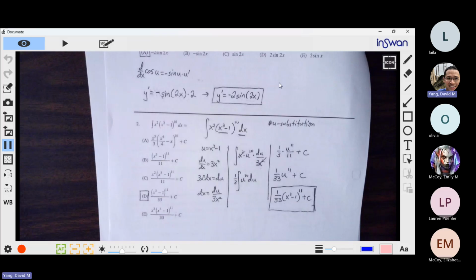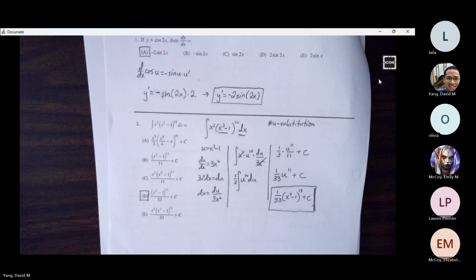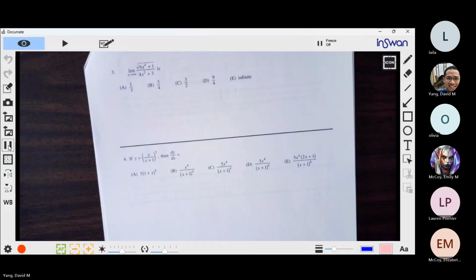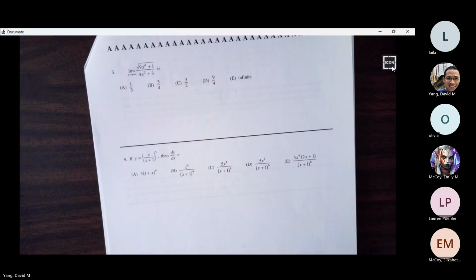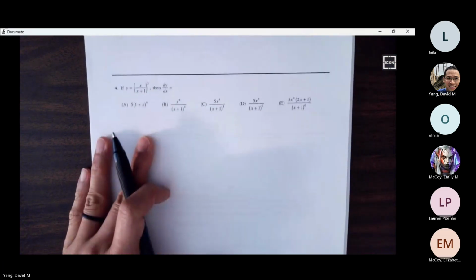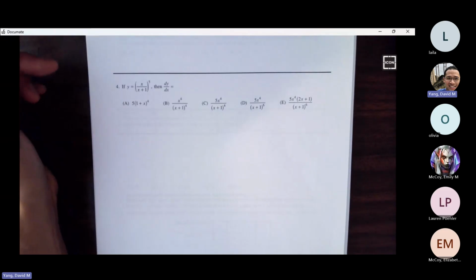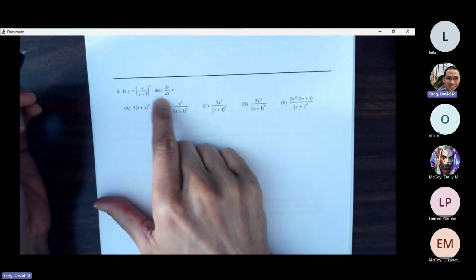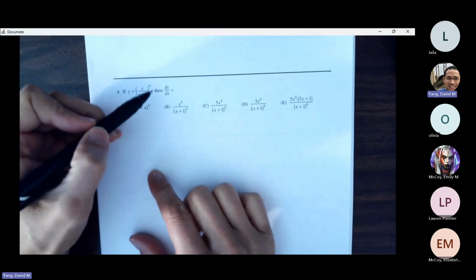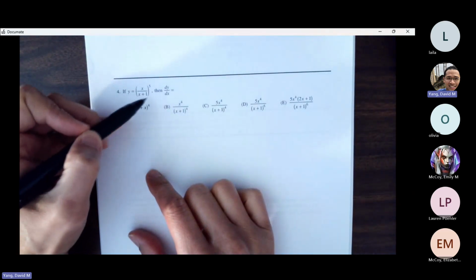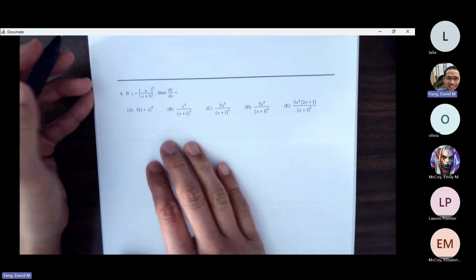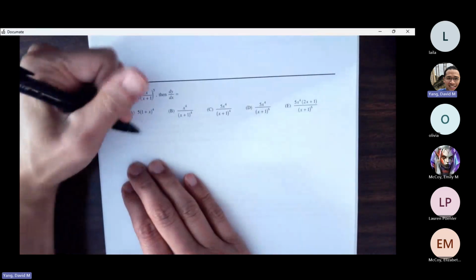All right, next up, number 4. Page 8. If y is equal to (x over x plus 1) to the 5th, then dy dx equals. So we see, again, too many things going on inside. Exponent is hard to expand. We're thinking about chain rule here.